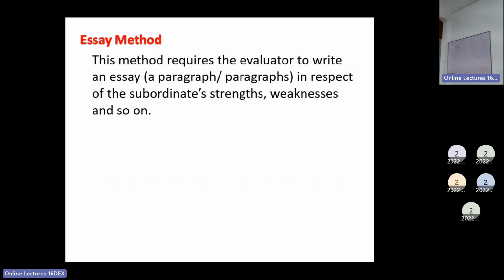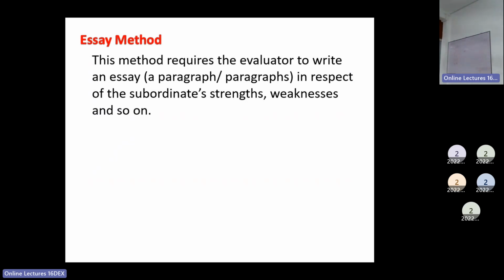Right, the essay method. It is so easy. You are quite familiar with writing essays. When you were in school, you wrote many essays. So in this case, the evaluator is supposed to write an essay regarding the performance of the employee, especially strengths and weaknesses.